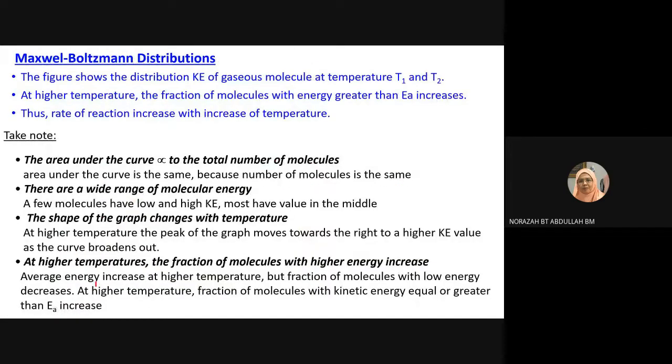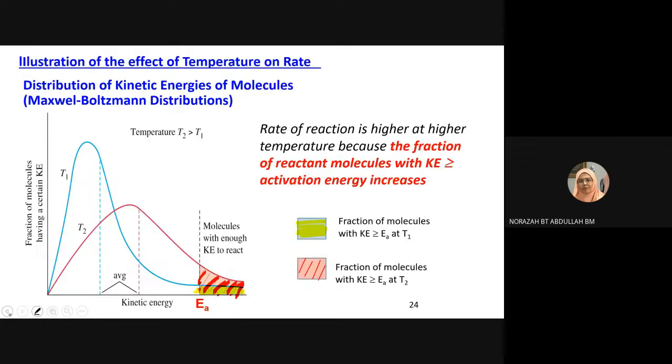So kamu boleh baca untuk you know more about this Maxwell-Boltzmann distribution curve. Yang pentingnya di kawasan sini je lah iaitu if it's at higher temperature, the curve here shows fractions of molecule with kinetic energy equals or greater than EA will be larger compared at lower temperature.